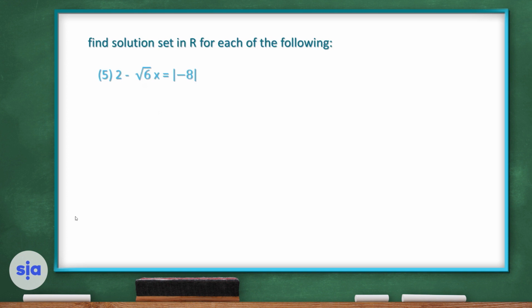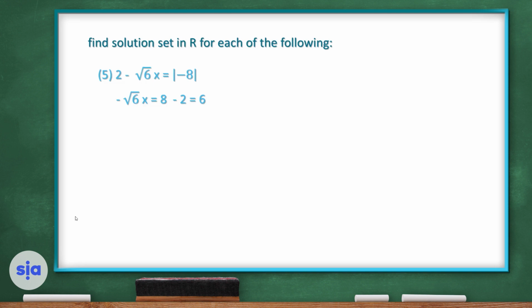Question 5. 2 minus square root of 6 x equals the absolute value of negative 8. Again, the same thing. What's the absolute value of negative 8? It's positive 8. Excellent. So, if you move the 2 to the other side, it will be negative square root of 6 x equals 8 minus 2, which is 6.